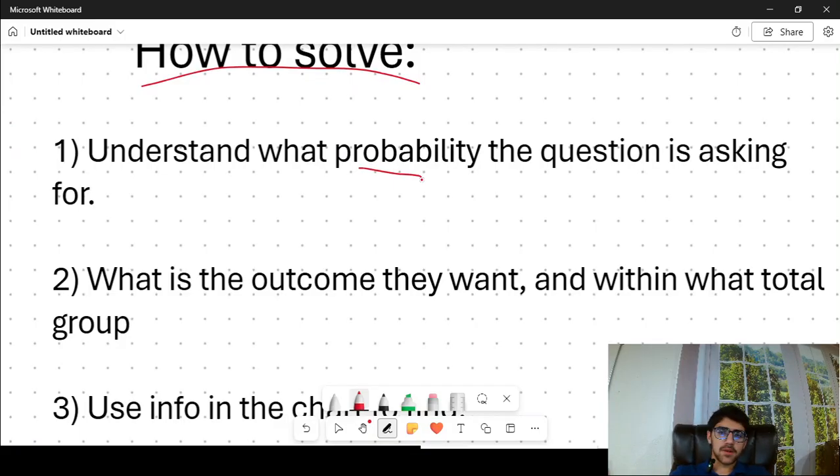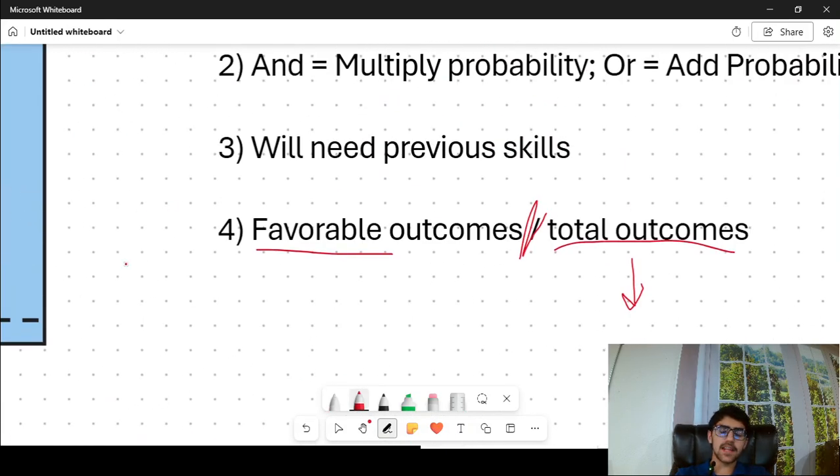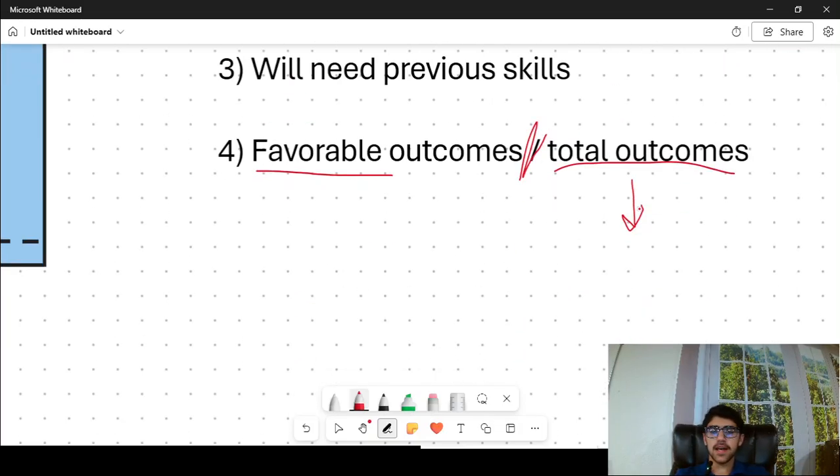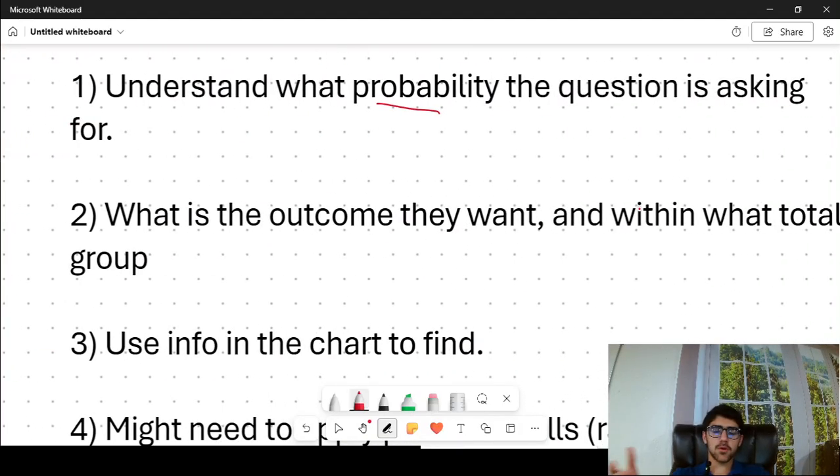That's what I put. What probability is the question asking for? Understand what the favorable outcome is that it's asking for. Does it say "and", does it say "or", is it just one thing? And what is the total outcomes, like within what group? Because it won't always be just everything. It might be asking within a certain year or a certain group. You have to pay attention for that.